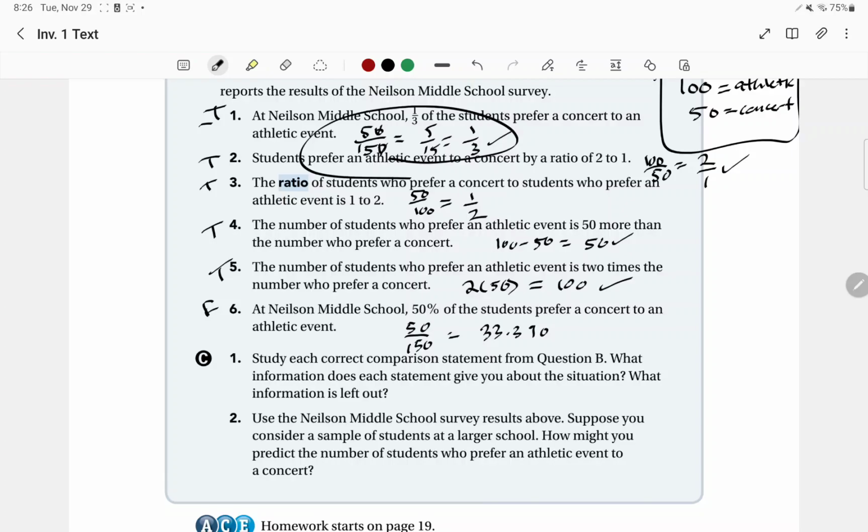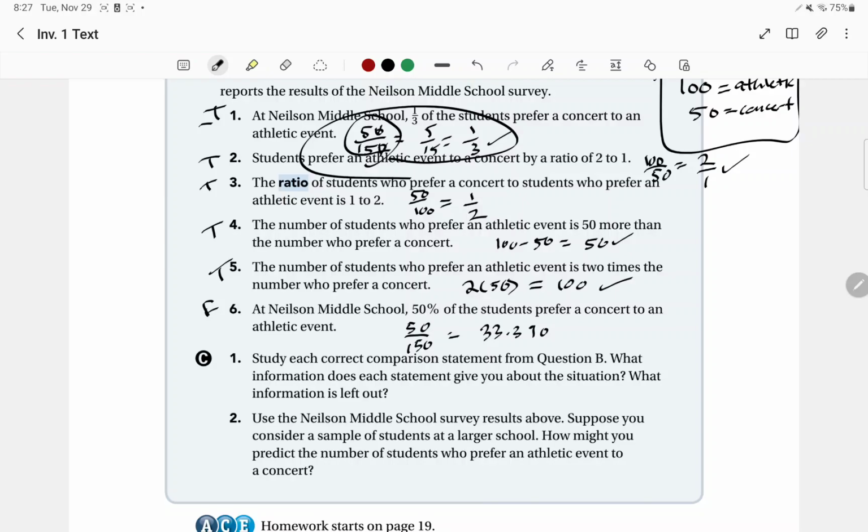So for example, number 1, at Nielsen Middle School, 1/3 of the students prefer a concert. Well, it just doesn't give you the actual numbers of how many preferred a concert. It just gives you a ratio that's equivalent to the big ratio of 50 out of 100. So it means the same thing, but it looks and feels very different. 1 out of 3 versus 50 out of 100. And that's what they do in 2 and 3 as well, is they use ratios. They leave out the actual data, the actual information.